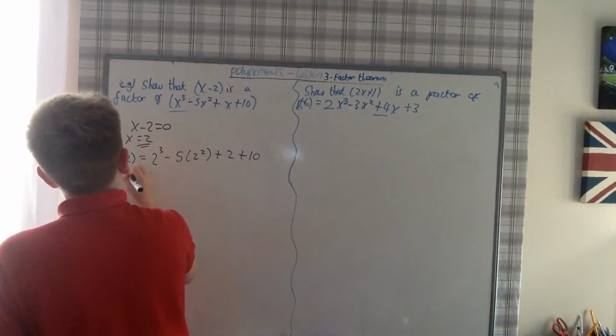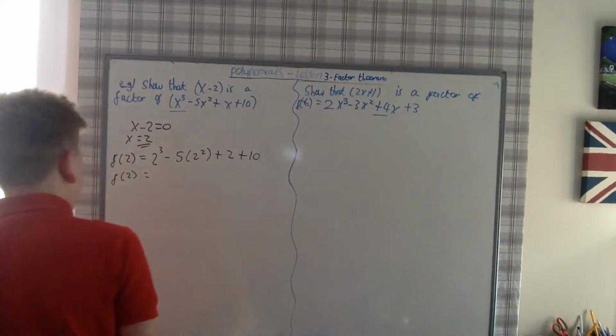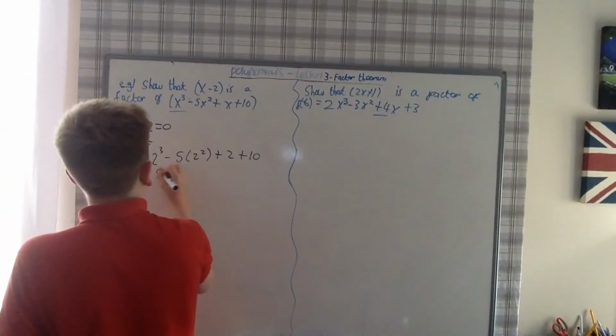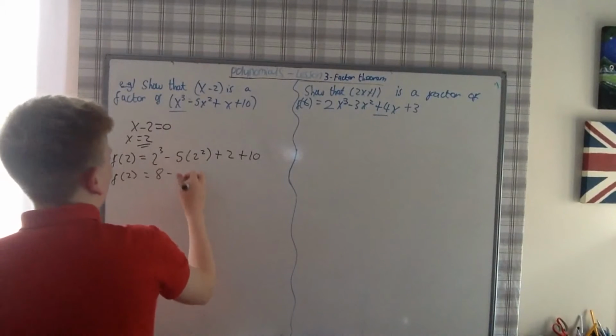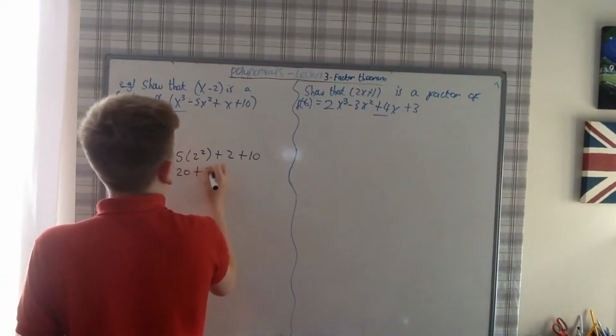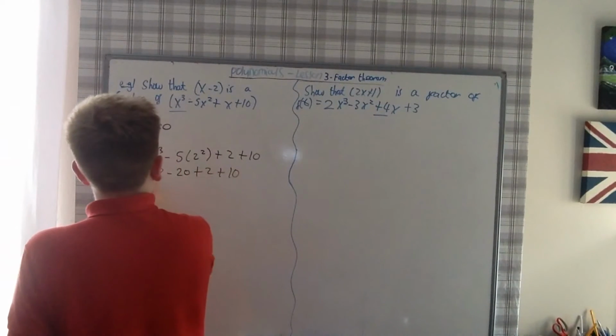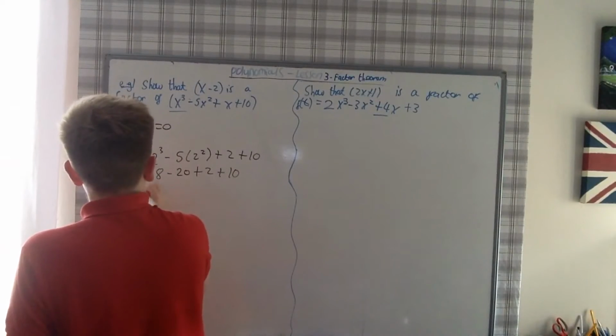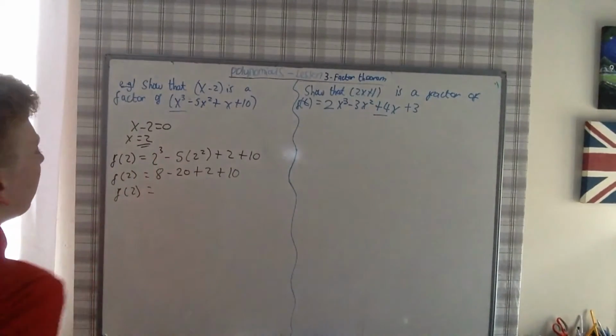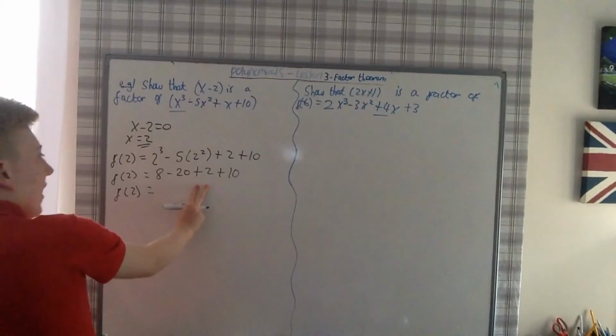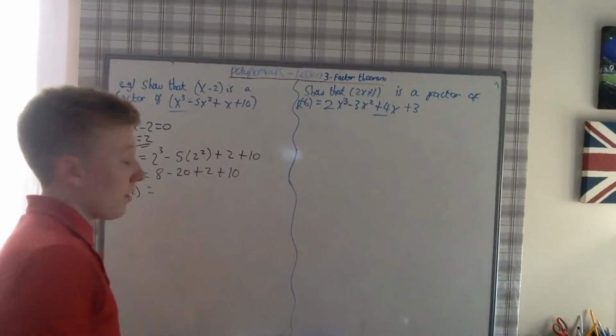So the next step of this, 8 minus 5 times, that's going to be 4, that's 20, plus 2 plus 10. And of course, this will come to 0. 8 minus 20, that's minus 12. Add 2 is minus 10. Add 10 is 0. Okay?